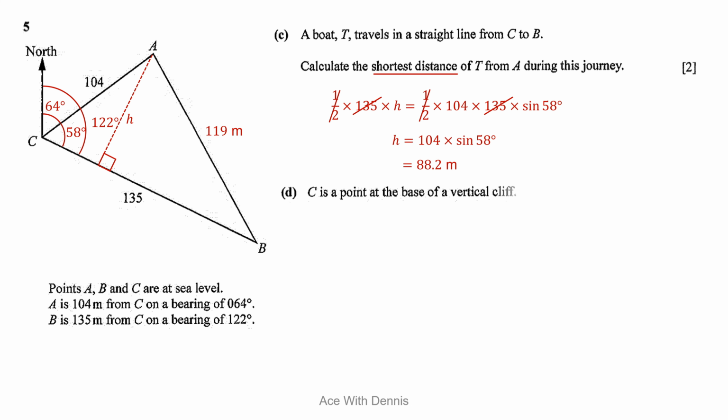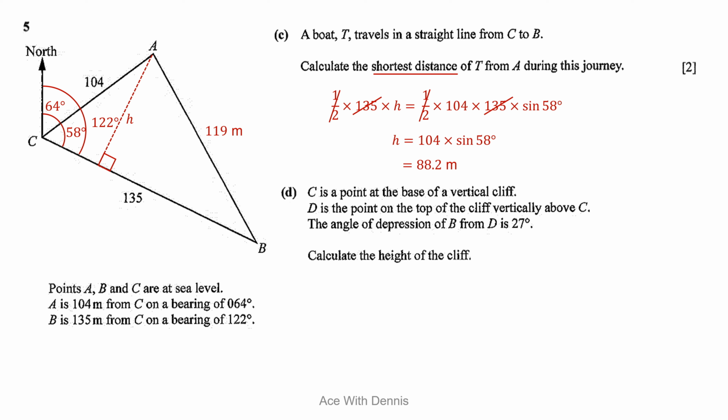D. C is a point at the base of a vertical cliff. D is a point on the top of the cliff vertically above C. The angle of depression of B from D is 27 degrees. Calculate the height of the cliff. 2 marks. Okay, to illustrate the description here, we can draw a right angle triangle to see a clearer picture.